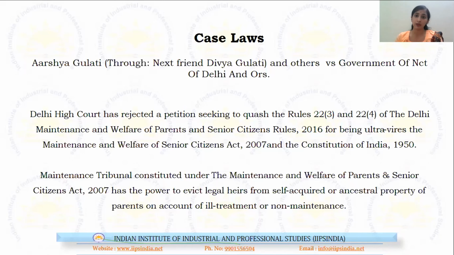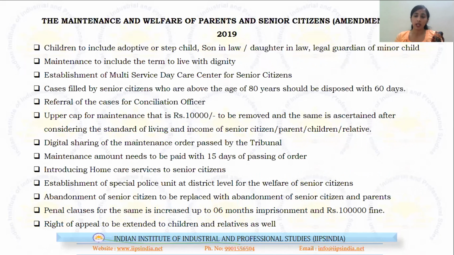She was not taking care of her father. That is why her father filed an application in the tribunal and asked for that house back. And the maintenance tribunal said that yes, he is entitled to get his house back. The eviction order was passed against the legal heirs. Henceforth, she filed an application in the High Court questioning the constitutionality of the said provisions, the Rules 22 subclause 3 and 22 subclause 4. This is all about the current Act.